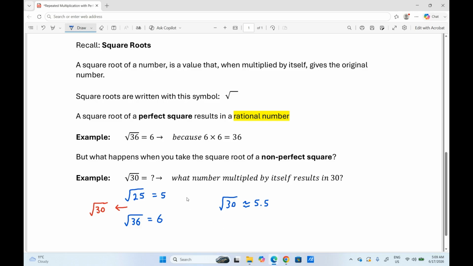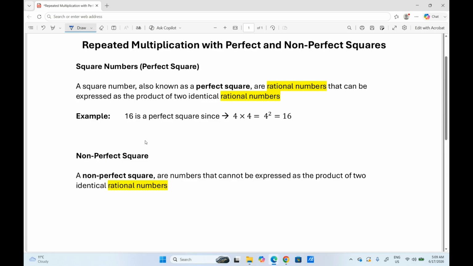Now, moving back to the original question at hand, repeated multiplication with respect to perfect and non-perfect squares. Looking at this example here, 4 times 4, that's repeated multiplication.